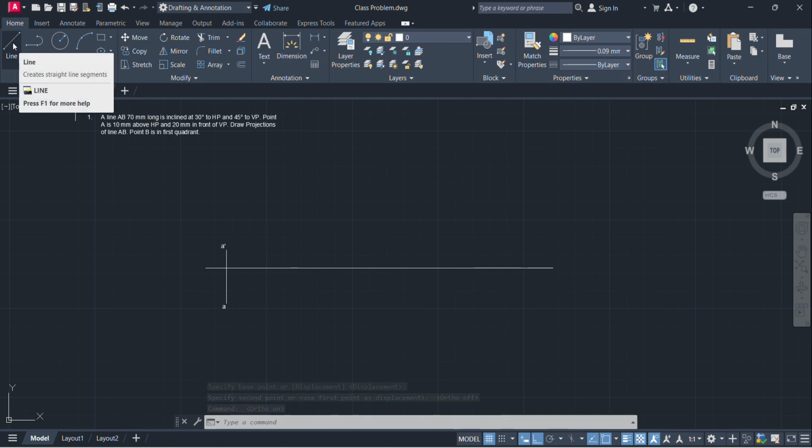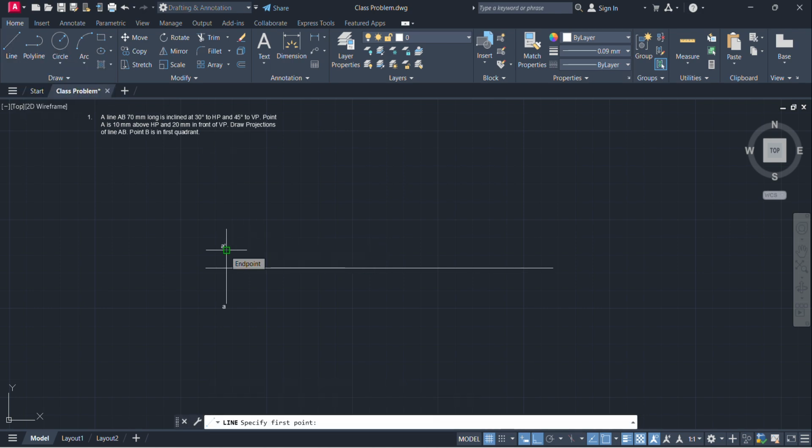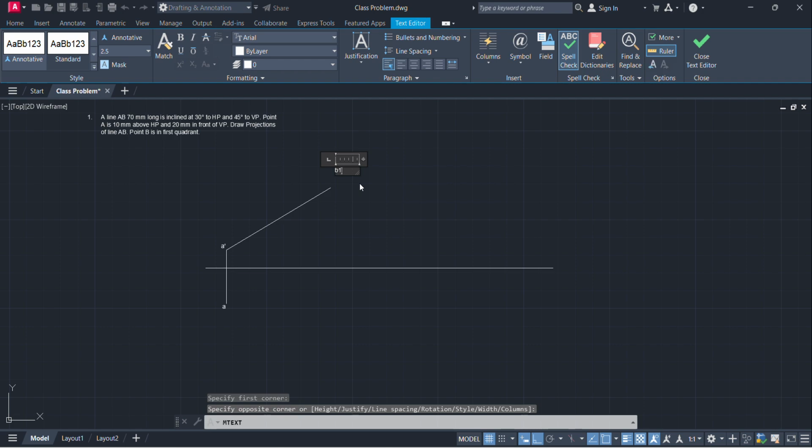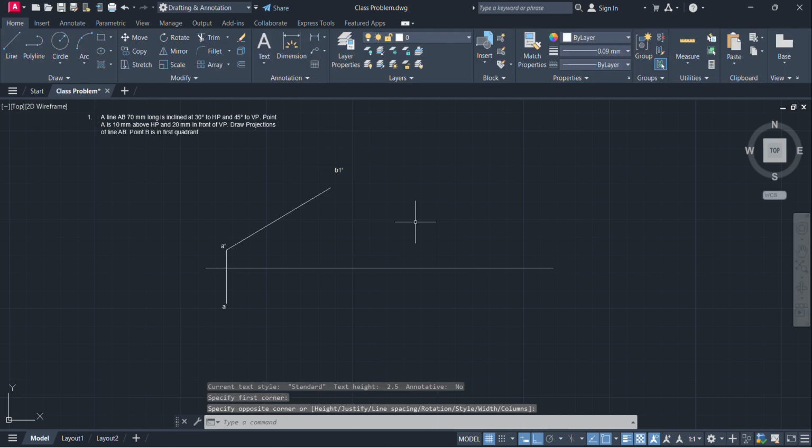Now as we know that line AB is 70 mm long, so from point A dash I can draw the true length of 70 mm, and this true length is supposed to be inclined at 30 degrees to HP. So I will mark it at 30 degrees to HP. So this will be my true length, and the point will be point B1 dash, which is a partial front view of the point B.